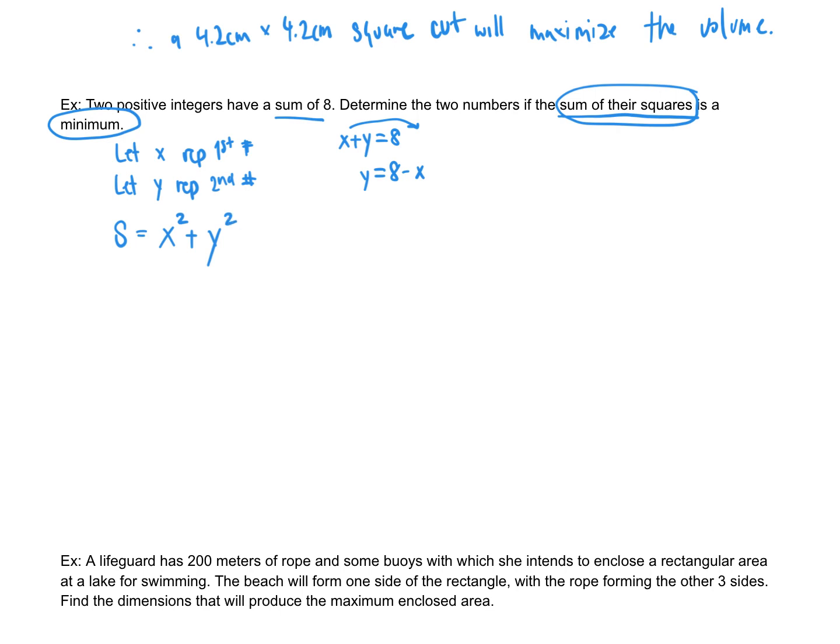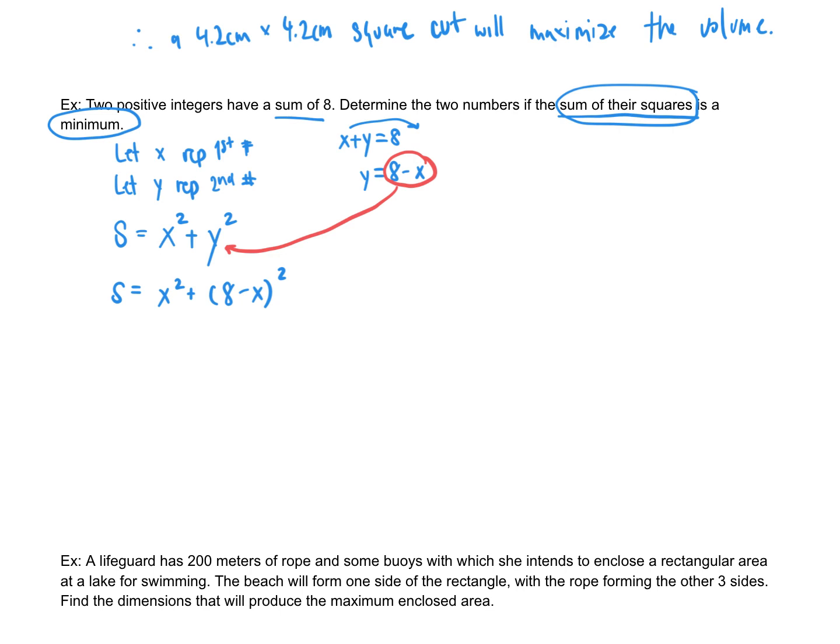But this, I can't take the derivative. I have too many variables here. But thankfully, we have this. We know that Y is equal to 8 minus X. So I'm going to go in and replace Y with 8 minus X. So now we have S equals X squared plus (8 minus X) squared. Now I'm ready.